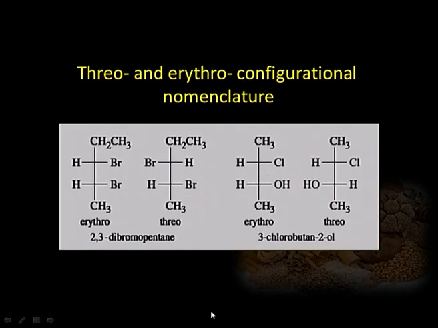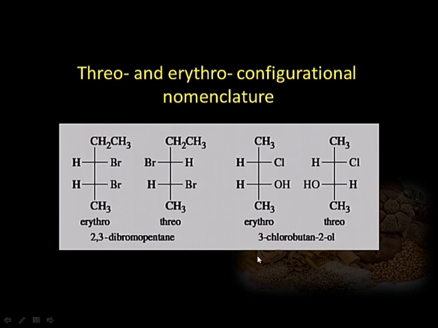Let us take some examples, like 2,3-dibromopentane. This particular isomer has both the bromine atoms on the same side, whereas in this the 2 bromine atoms are across. So, this is erythro 2,3-dibromopentane and this is threo 2,3-dibromopentane. Now, in this case the 2 methyls are similar, but this chlorine and hydroxyl are different, but if you write it in Fischer projection we find at least the 2 hydrogens are identical. So, these 2 hydrogens are on the same side, this is the erythroisomer, and these 2 hydrogens are across, this is the threoisomer.